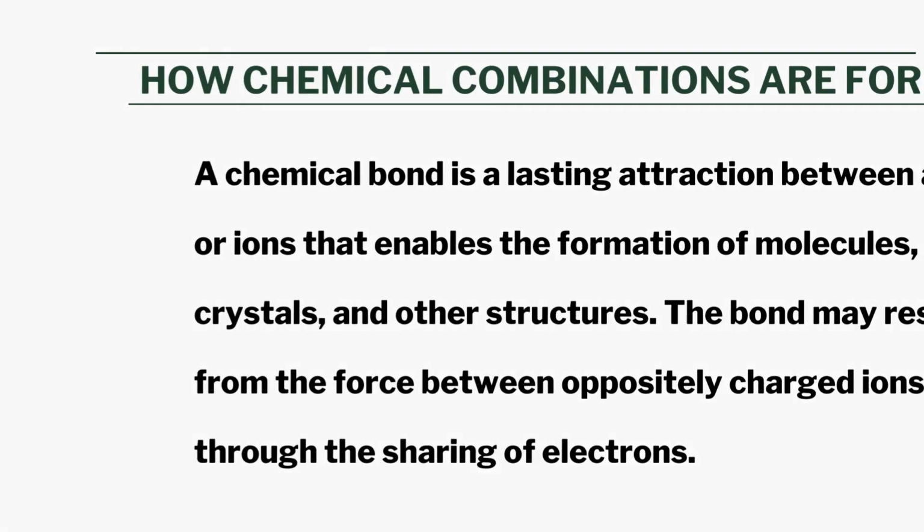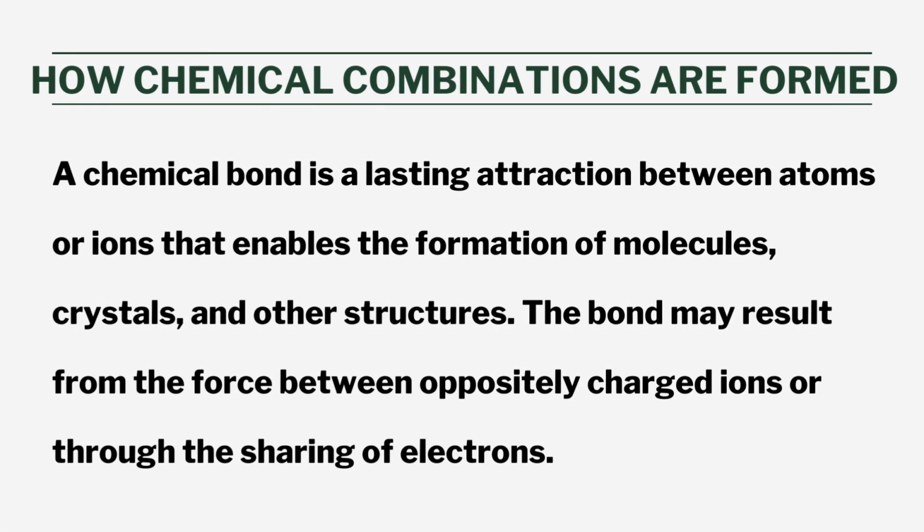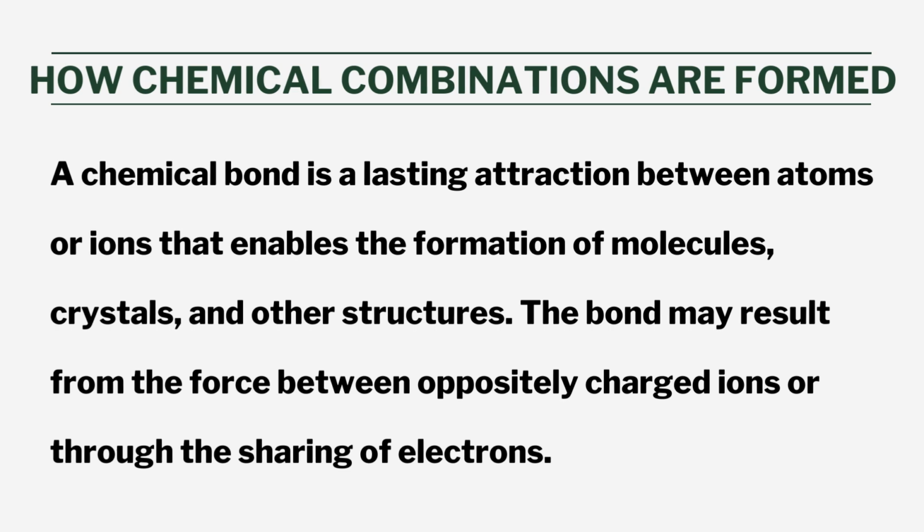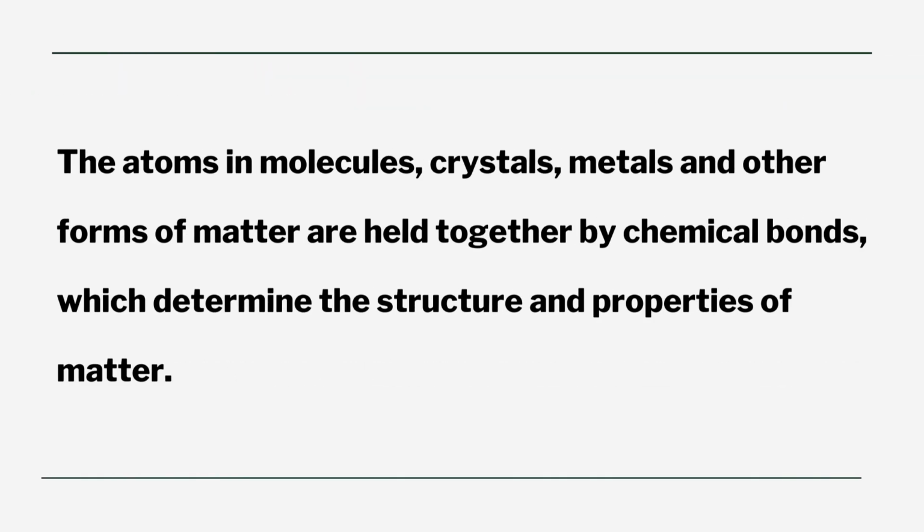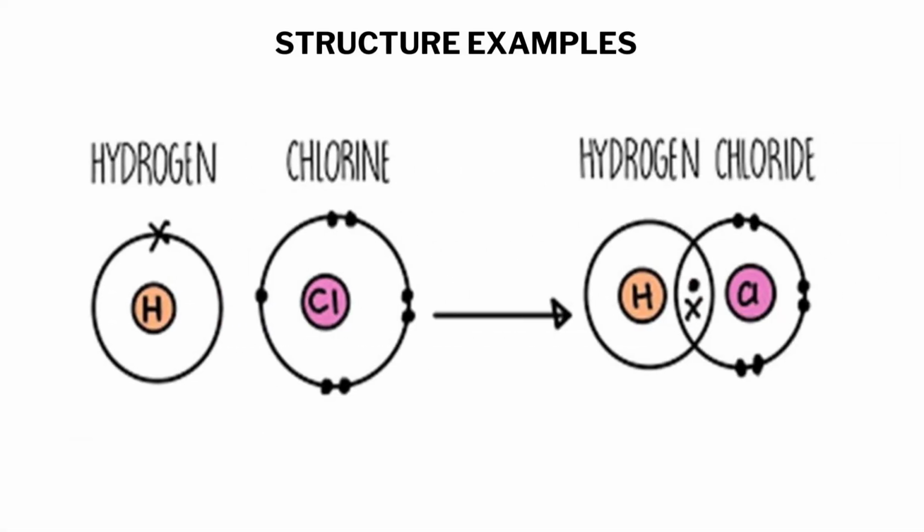So let's explain how chemical combinations are formed. There is an attraction between atoms that enables the formation of molecules, crystals, and other structures. The bond may result from the force between oppositely charged ions or through the sharing of electrons. So, how are they bound together? They are bound together by chemical bonds. You will have seen HCl. You will see a line between H and Cl. That is a bond. So that is a chemical bond.